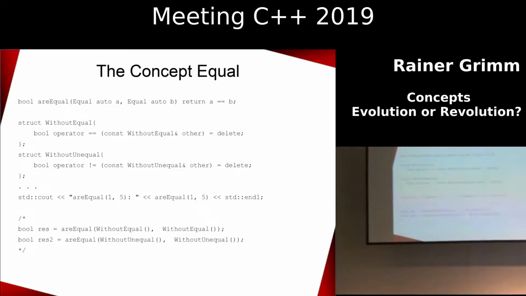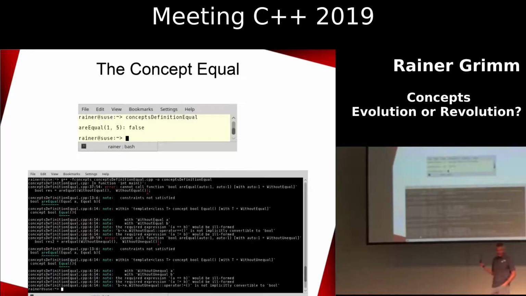Here's the first use case. I defined the function template R equal, and you see A equal auto. So I require that A and B support the concept equal. Then, only for demonstration purposes, I defined a class without equal because I deleted equal, and without unequal because I deleted unequal, only to make my point. Then I invoke this R equal with ints, which of course support equal and inequality. This is easy. But you see something is commented out, and I show you what would happen when I invoke it with an instance of the type without equal and unequal.